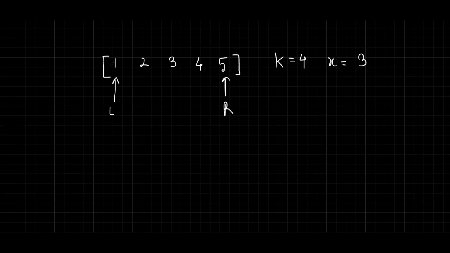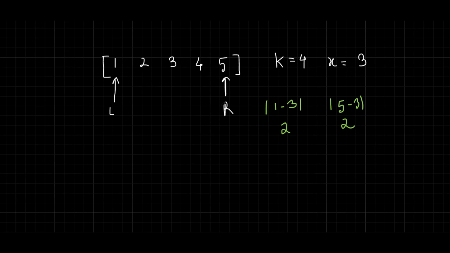Now our left is pointing to the first element 1 and right is pointing to the last element 5 and the value of k is 4. So here we have to determine the absolute value of 1 minus 3 and the absolute value of 5 minus 3. And the absolute value of 1 minus 3 will be 2 and 5 minus 3 will be 2. Both of them are equal.